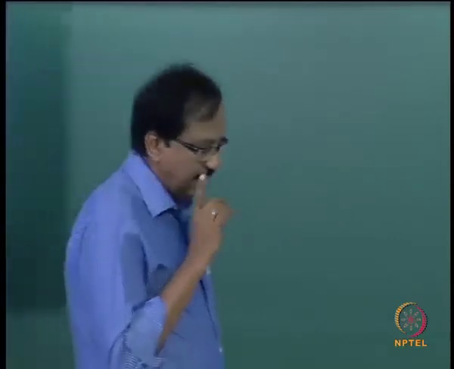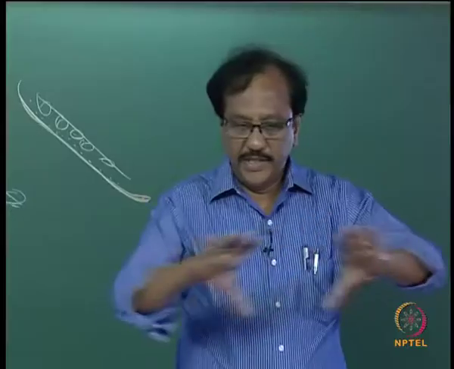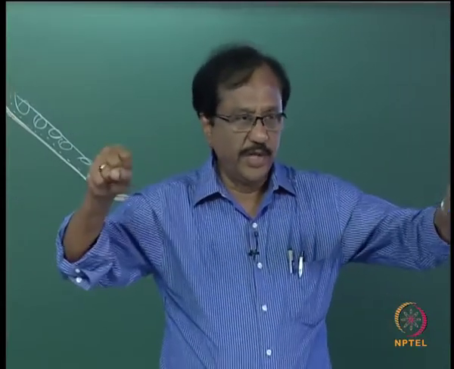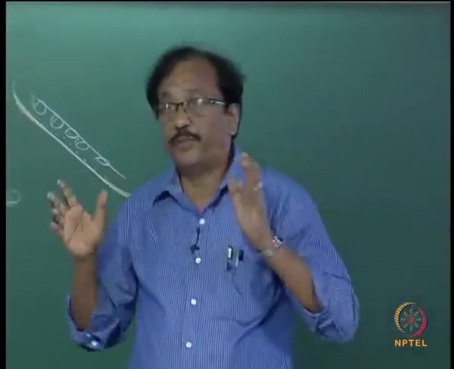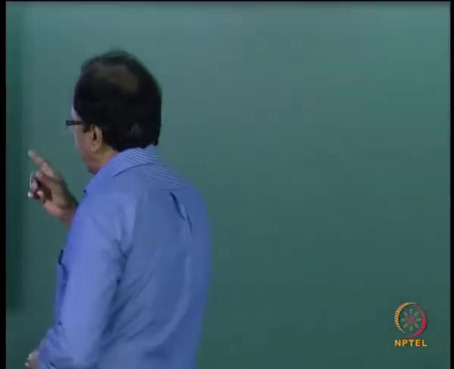But there is one problem. Suppose in case it yields somewhere here, the entire unit can also come down, because it can act as a monolithic unit. The adjoining layers are also going to be glued to each other, but this is also possible. So you have to be careful when you are using this, but it has advantages.